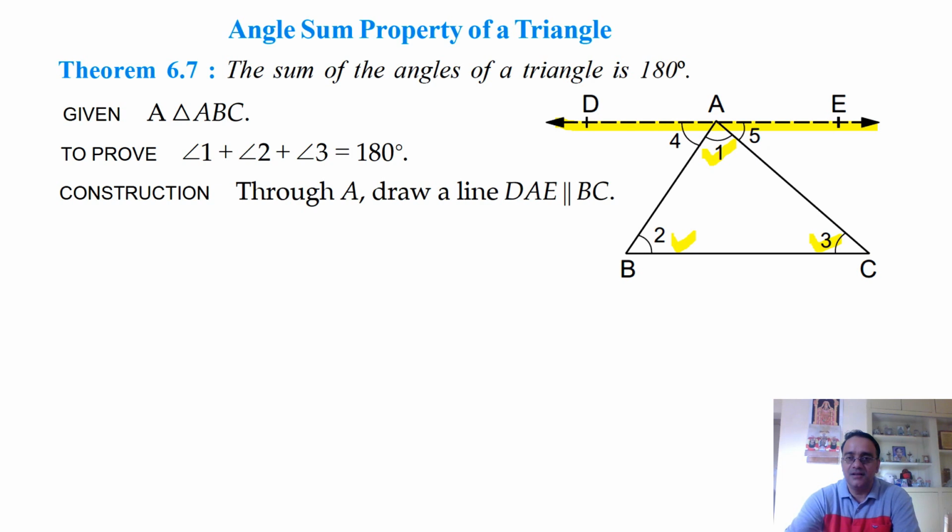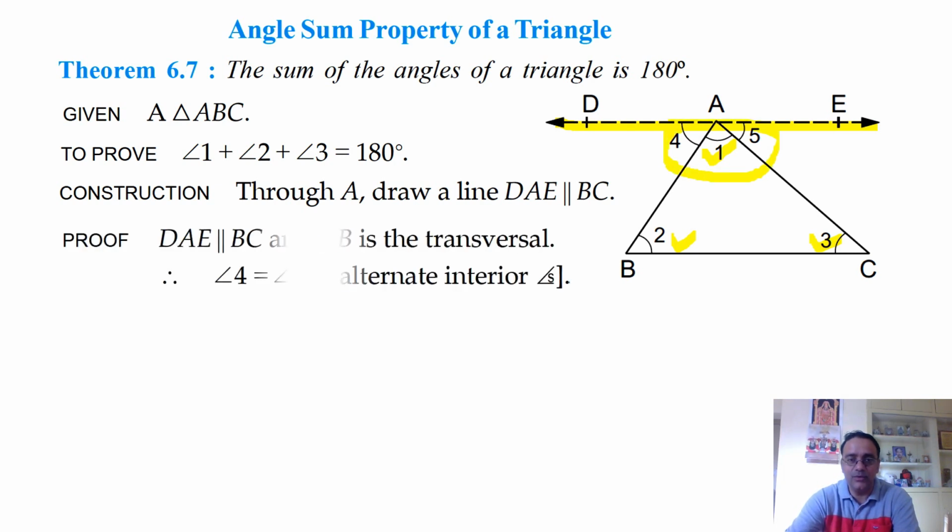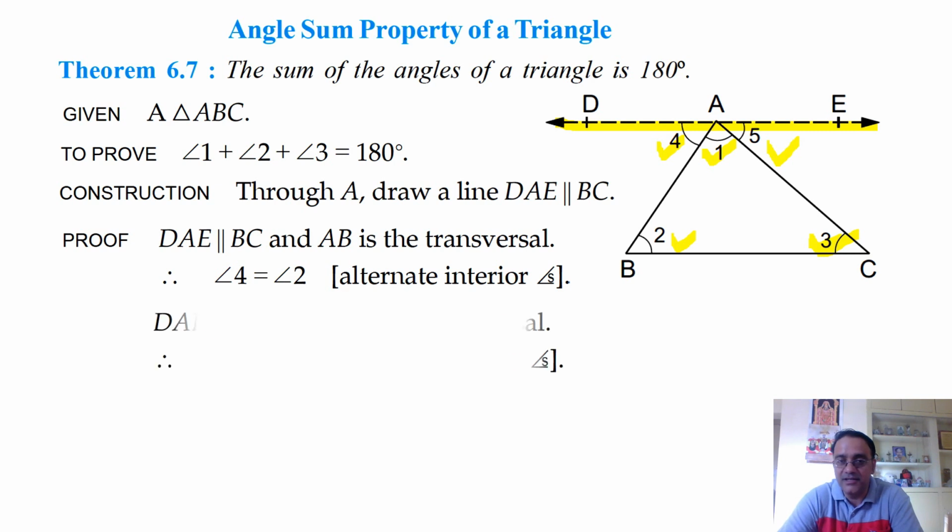Now DAE is a straight line, and we know that a straight angle is 180 degrees. So the sum of these three angles will be 180 degrees. And before that, DA is parallel to BC, so angle 4 is equal to angle 2. Okay, angle 4 will be equal to angle 2, alternate interior angles. Similarly angle 3 will be equal to angle 5, alternate interior angles.